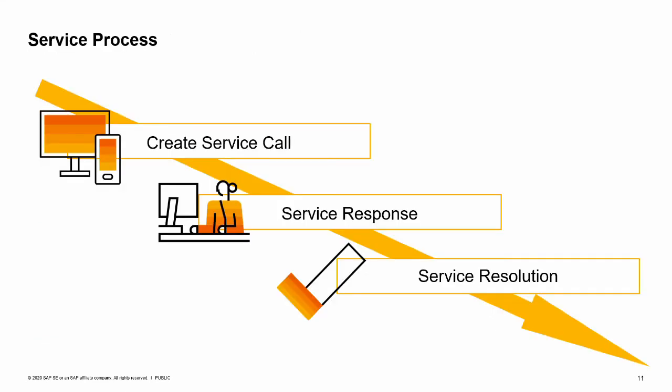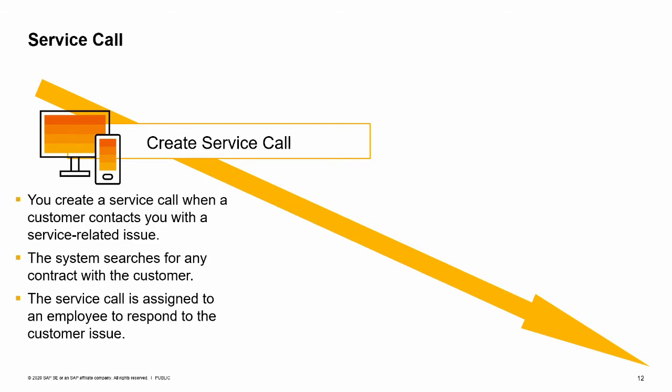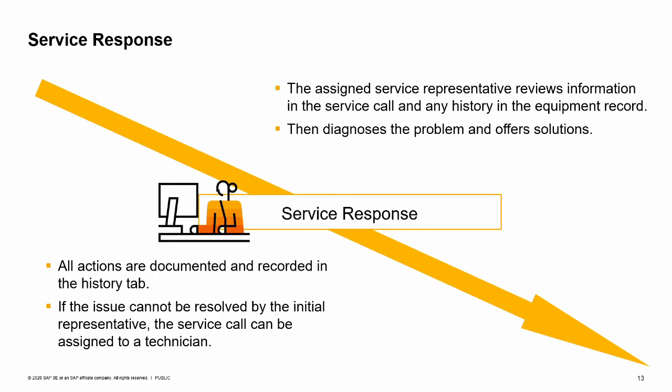Now let's look at the process for responding to customer issues. We've broken it down into 3 general stages: creating the service call, responding to the customer issue, and resolving the problem. You create a service call when a customer contacts you with a service-related issue. The system searches for any contract with the customer. The service call is assigned to an employee to respond to the customer issue. The assigned service representative reviews information in the service call and any history in the equipment record, then diagnoses the problem and offers solutions. All actions are documented and recorded in the History tab.